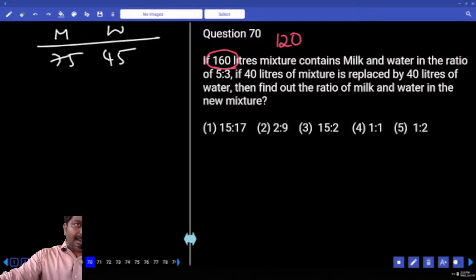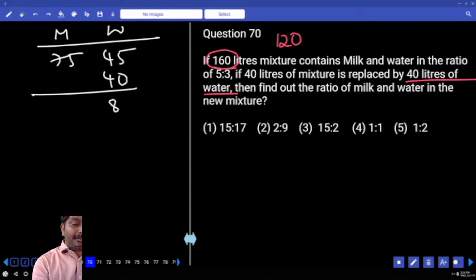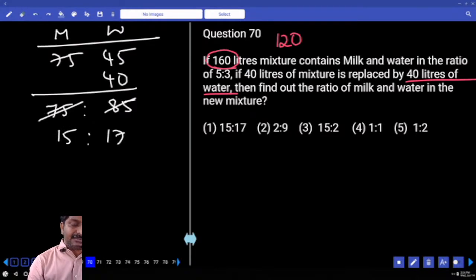40 liters is taken out. Then we'll have 75 liters of milk, 45 liters of water. That is replaced with, be careful, 40 liters of water. So how much water do we have now? Now the ratio between milk and water, that's what the question is about. 5, 15 times, 17 times.